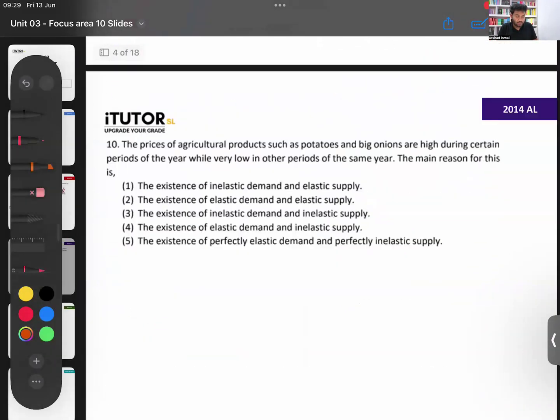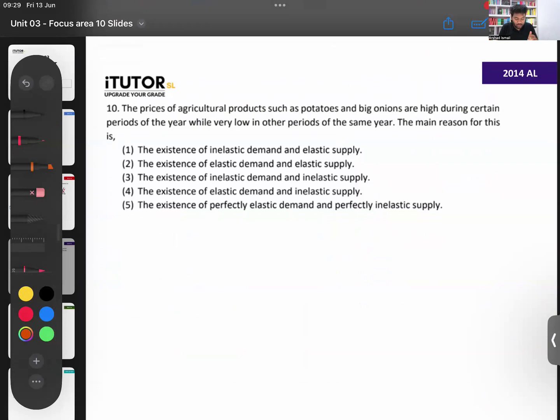2014 A levels, question number 10. Now, this is a bit on price stabilization. They're saying the prices of agricultural goods, such as potatoes and big onions, are high during certain periods of the year while they are low during the same periods of another year. The main reason for this is what? Why do prices of agricultural goods fluctuate?